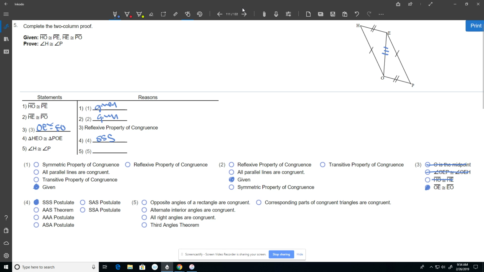Number 5, if the triangles are congruent, then that means that angle H is congruent to angle P because corresponding parts of triangles are congruent. The one on the test is probably going to look pretty similar. It may not be the exact same picture. It may not be the exact same proof, but it's going to use the same ideas.